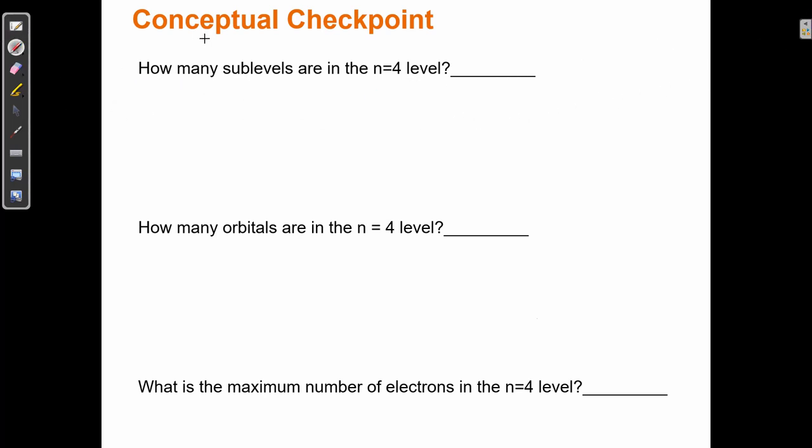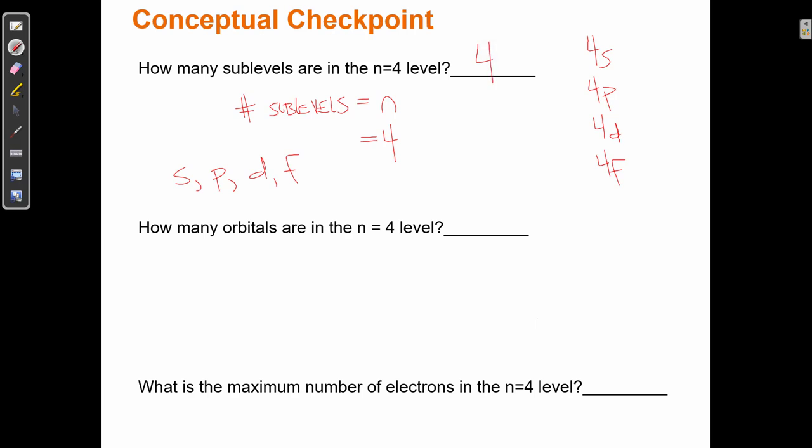All right, how many sublevels are there in the n equals 4 level? So the number of sublevels equals n. So n equals 4, number of sublevels equals 4. So a sublevel is just the type of orbital, the shape of orbital that we're talking about. So there's s, p, d, and f, all the types of sublevels that there are. In n equals 4, we have 4, so we have all 4 of them. 4s is a type of orbital, 4p is a type of orbital, 4d is a type of orbital, and 4f is a type of orbital. So how many sublevels are there in n equals 4? 4.